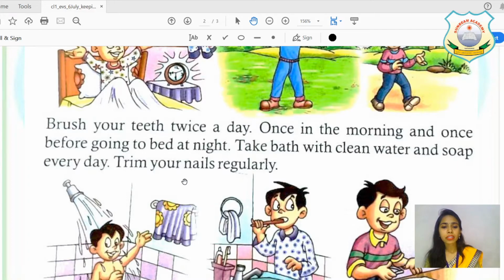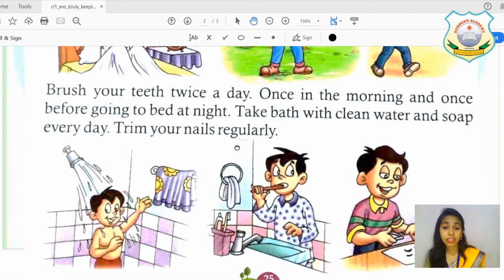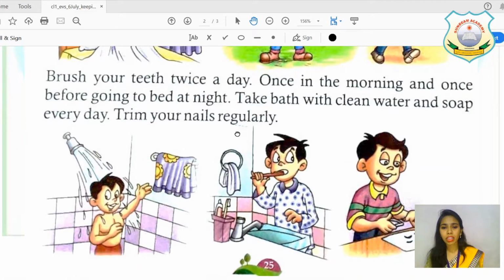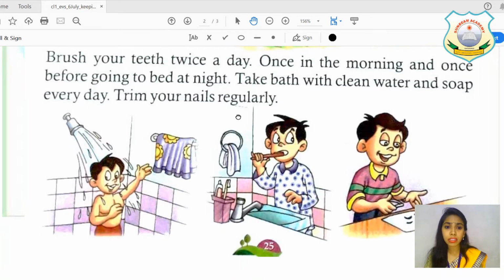Now the next point is trim your nails regularly. Yes, you need to trim your nails regularly, at least once in a week. It's not necessary that only once in a week you will trim your nails. If you see that the nails have grown after 3 or 4 days, you can still trim it.